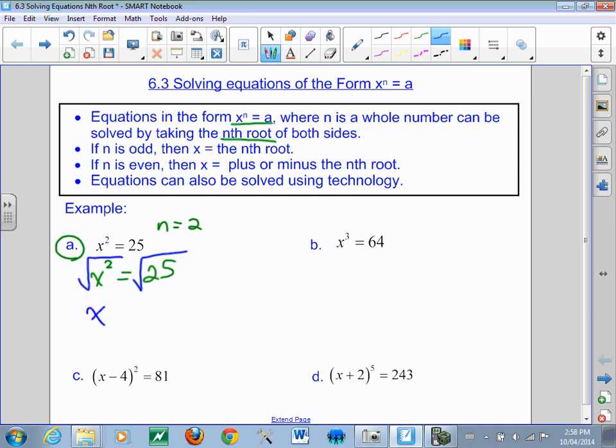So x is going to equal plus or minus 5. So there's two solutions there: x equals negative 5 or x equals 5. That's what happens when things are even. So you're going to have what's called the plus or minus at the nth root. But when the exponent is odd, like in example B, it's going to just be the nth root.